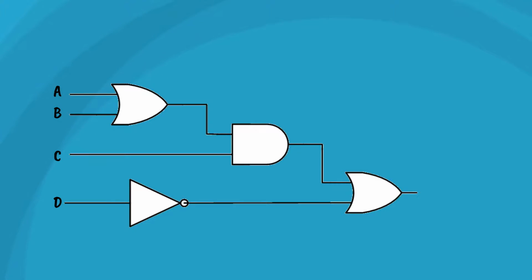Let us go on to Boolean algebra in its purest form. The first OR gate has logics A, B at its input and produces logic A plus B at its output. The AND gate has logics A plus B, C at its input, which produce (A plus B) times C at its output. The NOT gate has logic D at its input, which produces D prime or D bar at its output.